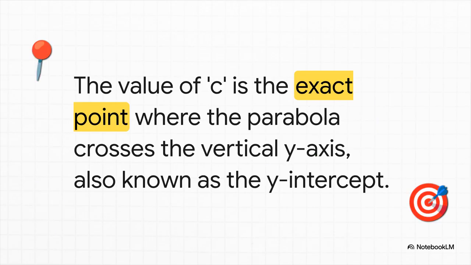And finally, we get to c. And honestly, c is the easiest of the three. The c value is simply the y-intercept. That's it. It's a fixed anchor point. It tells us the exact spot on the vertical axis where our parabola has to pass through. It gives us a precise starting coordinate, the point (0, c).